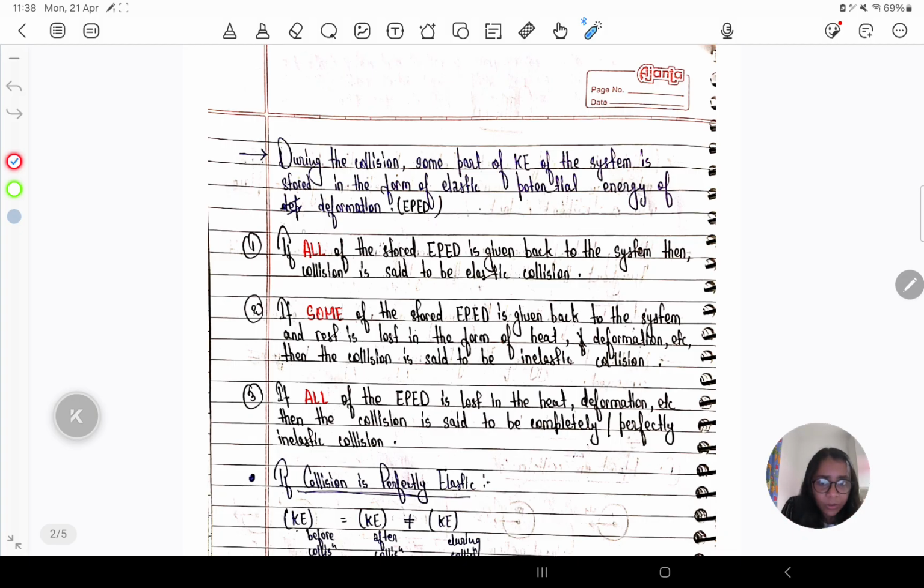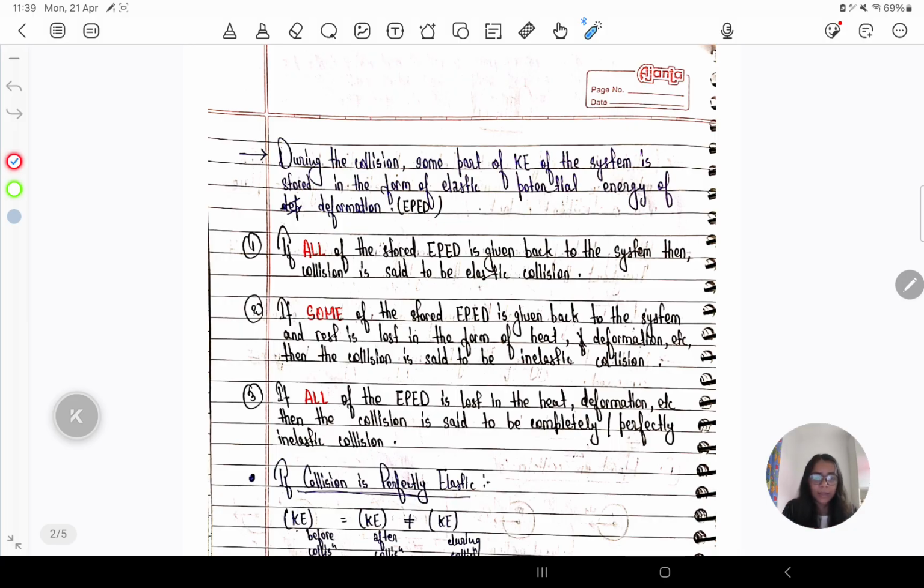This type of collision, where all of the stored elastic potential energy for deformation is given back to the system in the form of kinetic energy, is called elastic collision, or you could also say perfectly elastic collision. Okay. Now, another type of collision is when all of this elastic potential energy for deformation is lost by the body in the form of heat or in the form of deformation after the collision. Then the collision is said to be perfectly inelastic collision, right?